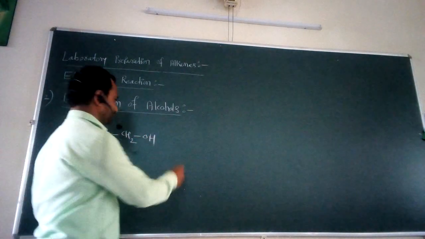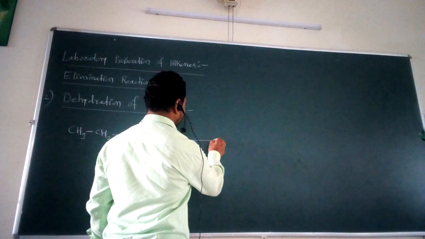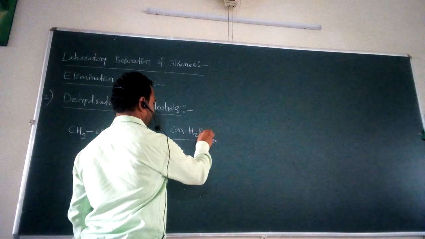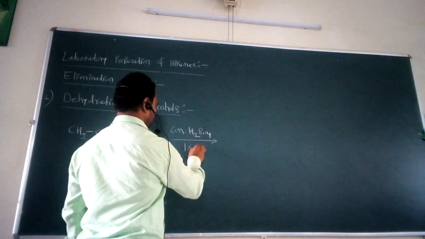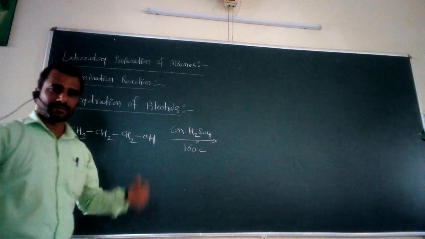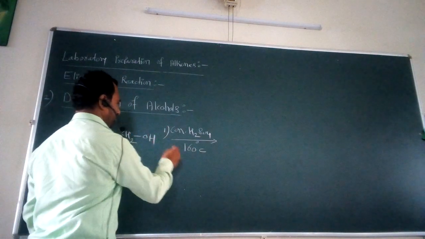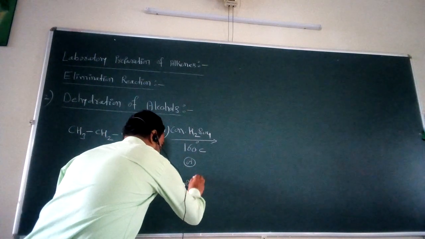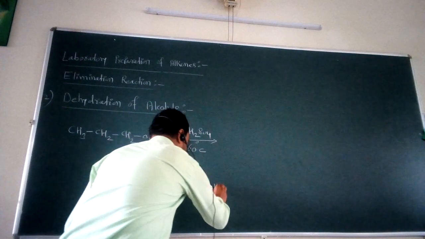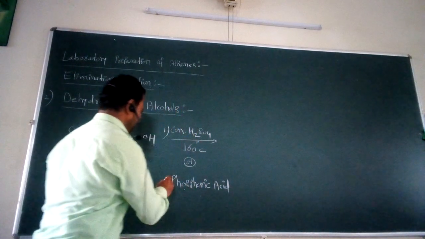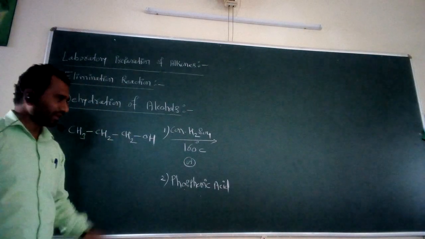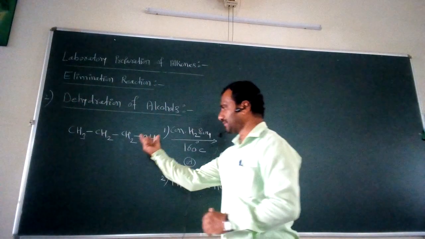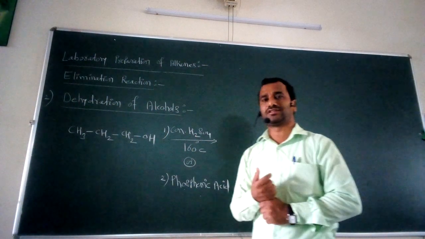This is a propanol. When this propanol reacts with concentrated H2SO4 at a temperature of 160 degrees centigrade, you may take in this case phosphoric acid. Phosphoric acid may be used for this type of dehydration reaction. So, either you take concentrated H2SO4 or phosphoric acid. So, when this propanol reacts with this concentrated H2SO4, what happens?